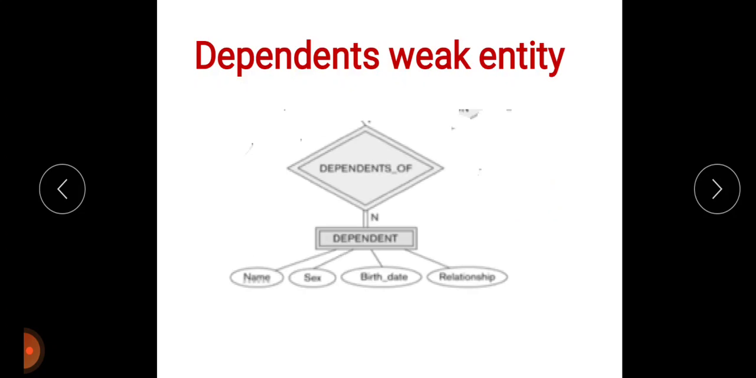Now we are going to see dependent as a weak entity. Dependent is a weak entity because it is represented in double rectangular shape. Whenever we are going to connect this weak entity to a strong entity, the weak entity relationship notation will be used. It is called a weak entity because all these attributes are taken from the strong entity. A weak entity does not have its own attribute.